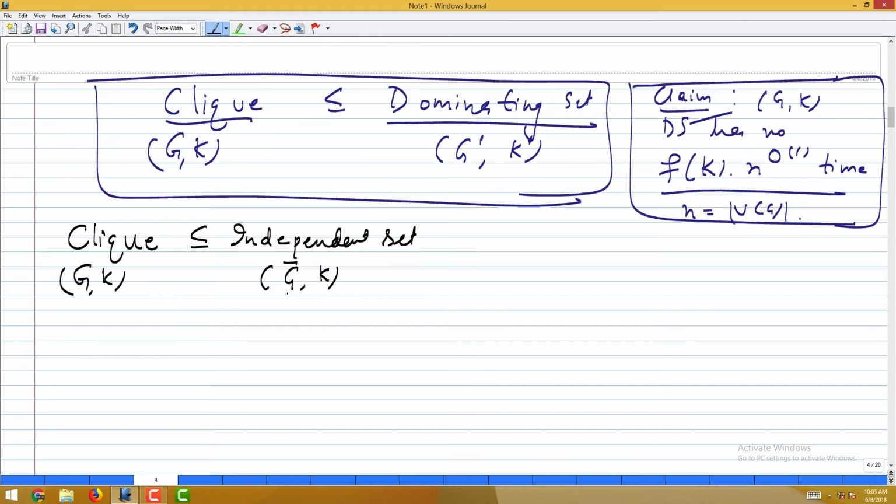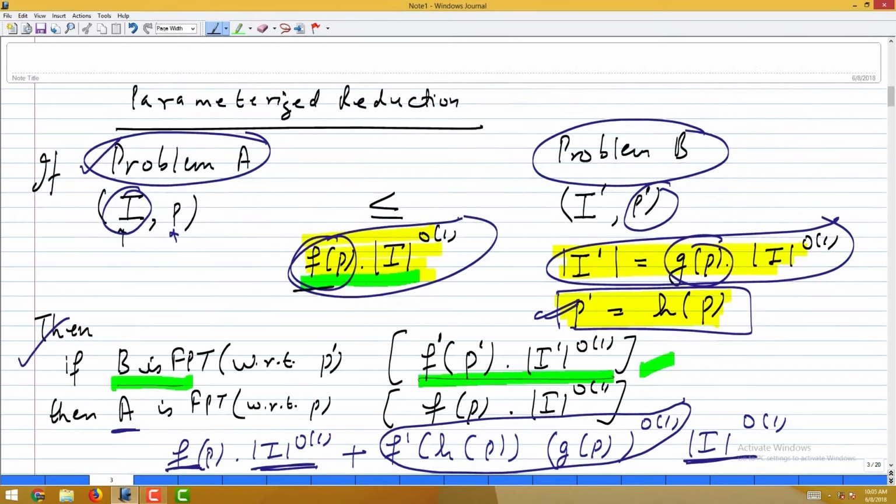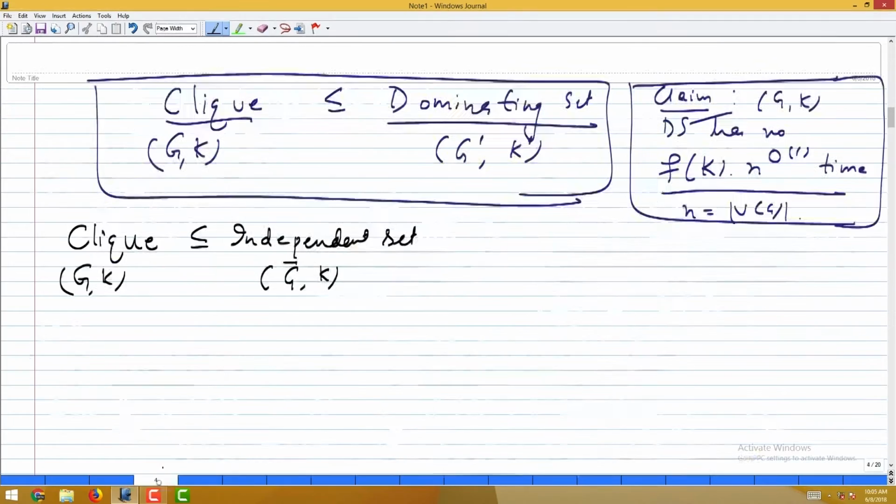So again, this is f of k times poly, and as I said, this running time definitely includes all polynomial running times, right? So the running time is okay, and the size of G bar remains the same, so that is also okay, and k remains the same. This k here is a function of the original k. So this is indeed an FPT reduction, right? And hence we have shown that even for independent set you cannot have an FPT algorithm parameterized by k. So this we have anyway already seen.